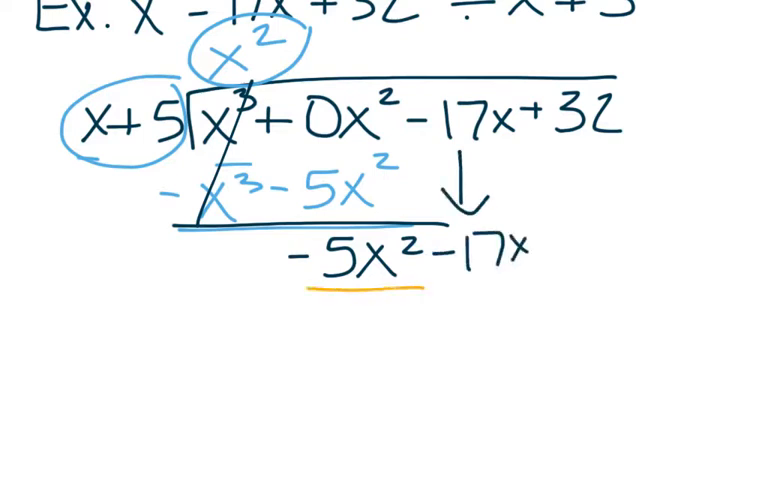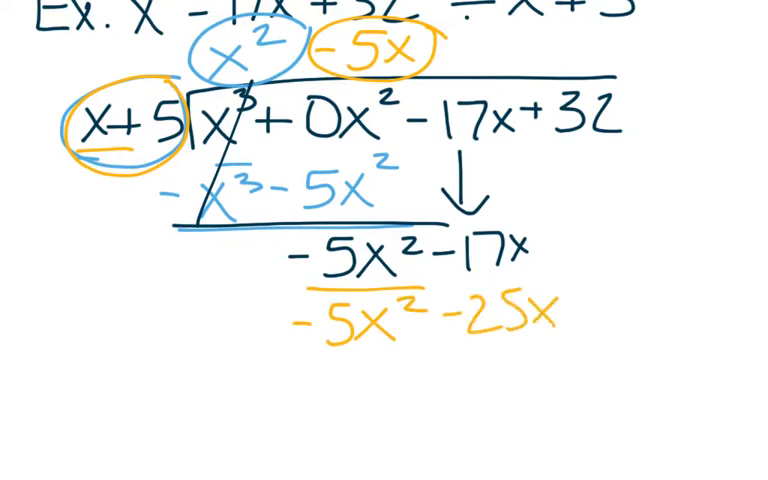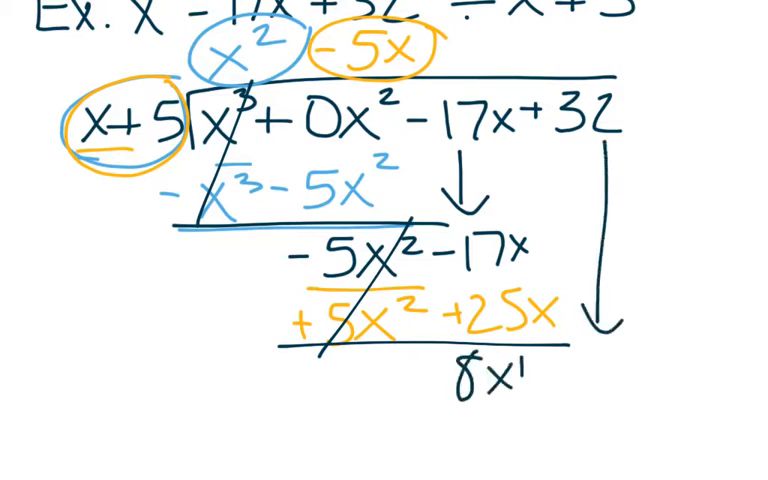Now I'm looking here and here. What would you multiply an x by to get negative 5x squared? Negative 5x. Whatever you write, you multiply by the divisor. Negative 5x times x is negative 5x squared. Negative 5x times 5 is negative 25x. I'm going to change everything to the opposite sign. This cancels out. This goes to 8x. Bring down the next part.